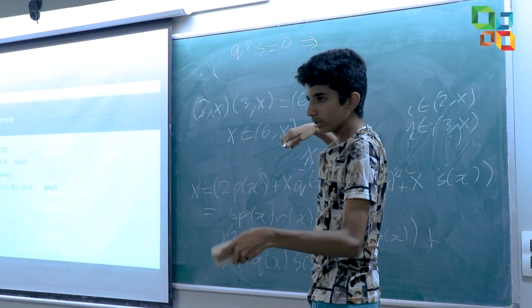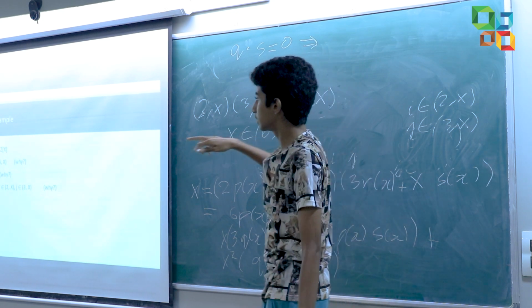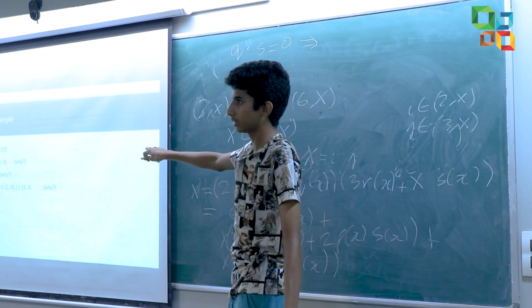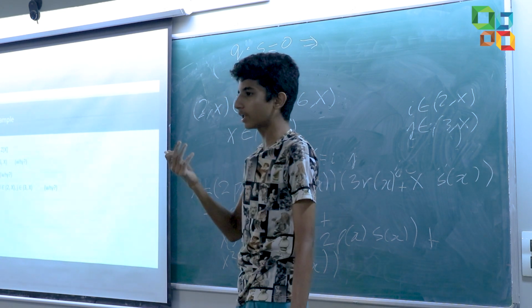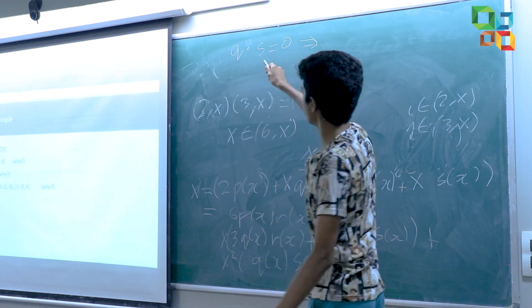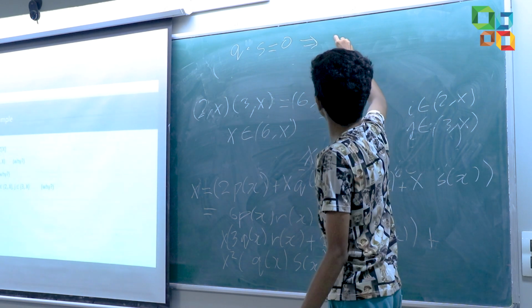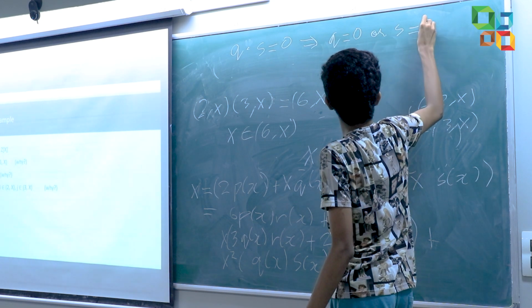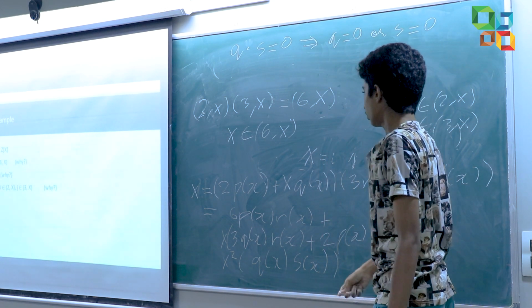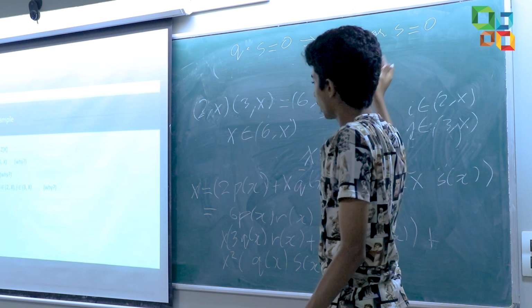Q is equal to 0 or s is equal to 0, because this is a domain. Yes, this is a domain. Z of x is a domain. Domain means there are no non-zero divisors. The same thing: if q times s is equal to 0, it implies q is equal to 0 or s is equal to 0. Now we'll plug in, we'll take cases, right?